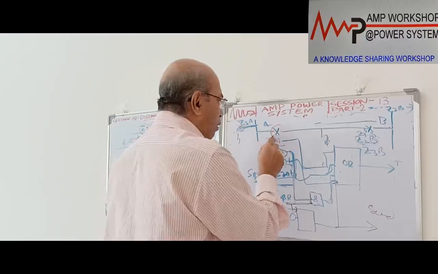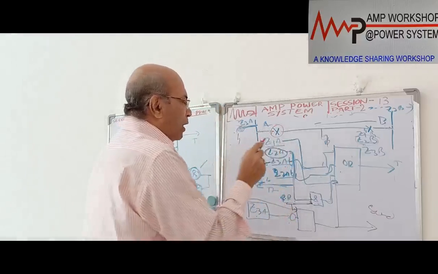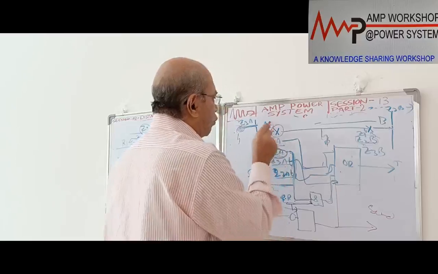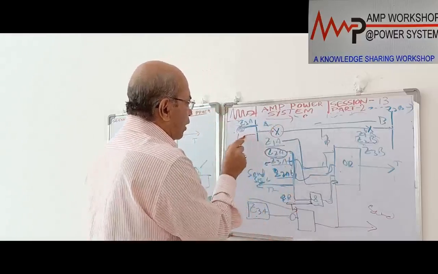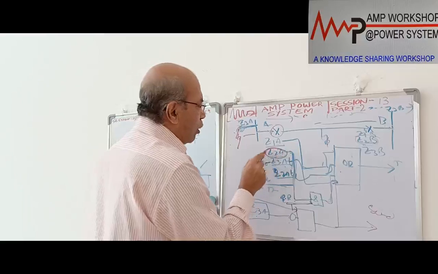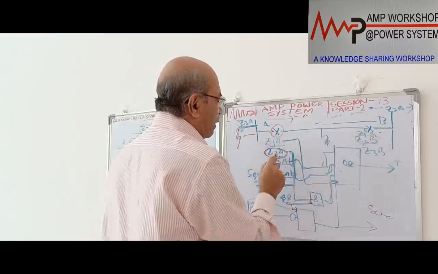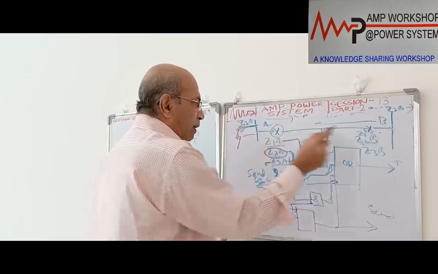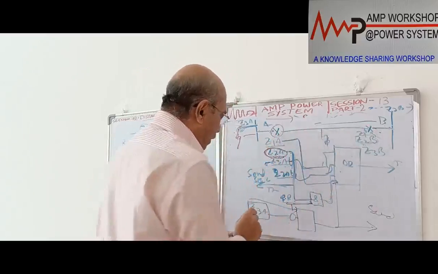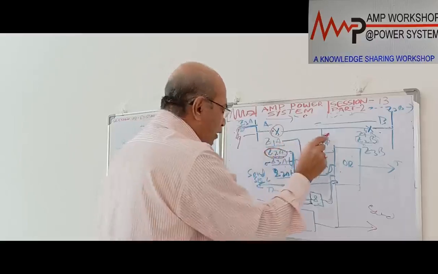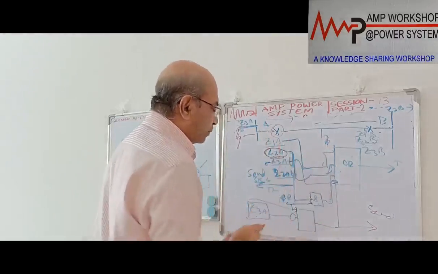But whether this will operate depends on what? Whether zone 2 has operated. Zone 2 is looking this way, not looking this way. So if the fault is over here, zone 2 will not operate over here. It will receive the permissive, but zone 2 will not operate. So if the permissive is received and zone 2 has operated, then only it will trip. So that is this tripping.